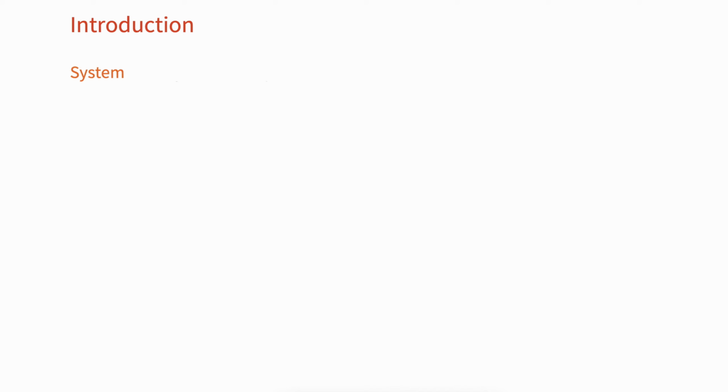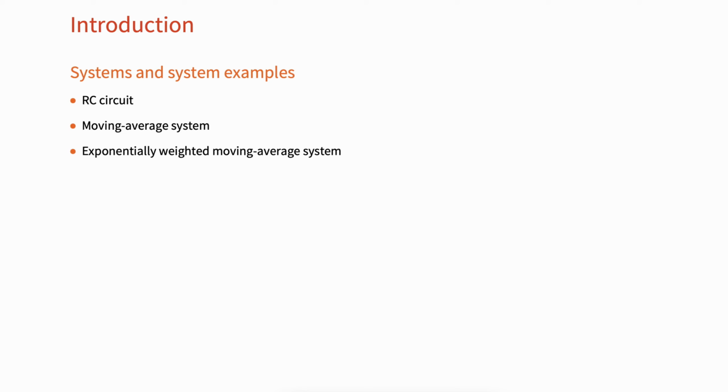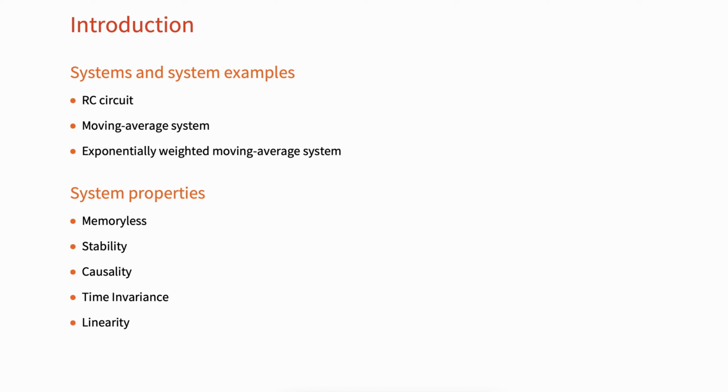We will start by defining what we mean by a system in general, and then go over a few examples of systems in continuous time and discrete time. We will then study system properties. We will discuss memoryless systems, stability of systems, and other important properties such as causality, time invariance, and linearity.